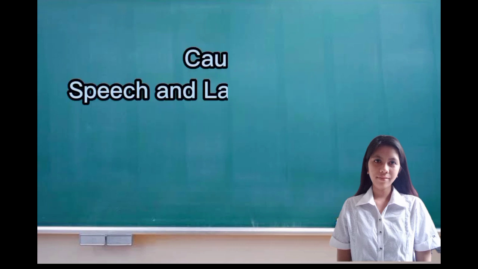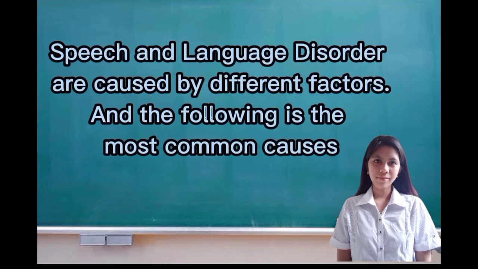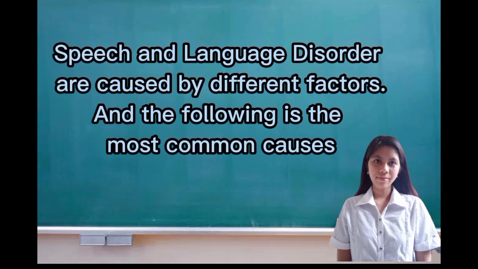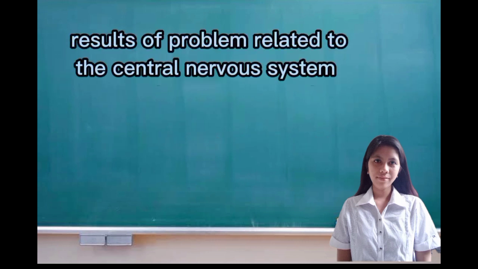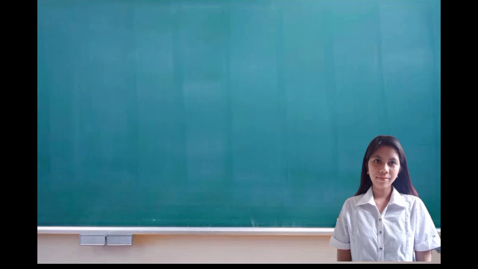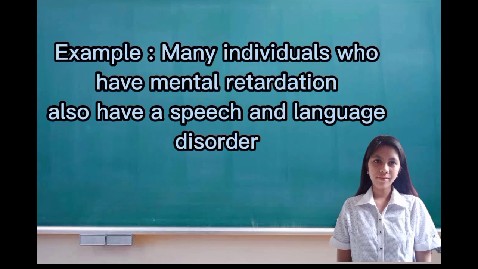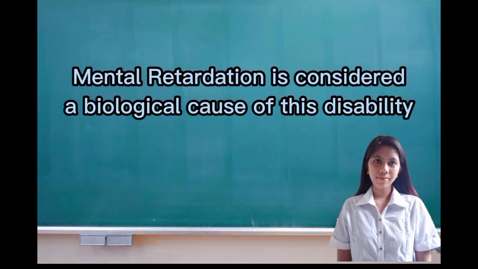So there are causes of speech and language disorders. Speech and language disorders are caused by many different factors, and the following are the most common causes. Biological causes: it may be the result of problems related to the central nervous system or to the structure and functioning of other systems within the body. For example, many individuals who have mental retardation also have speech and language disorders, and mental retardation is considered a biological cause of these disabilities.